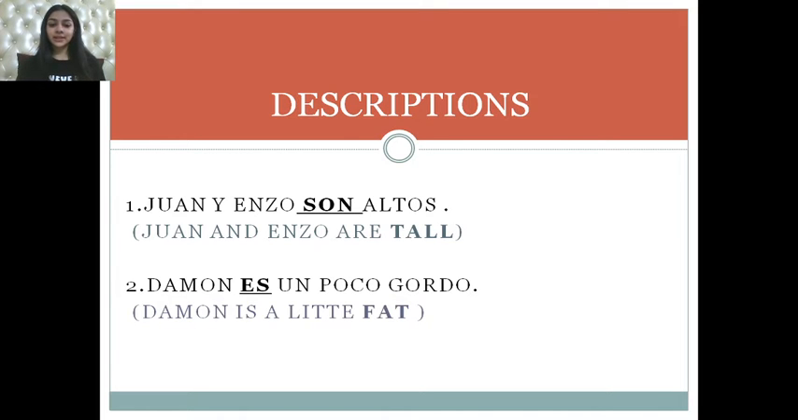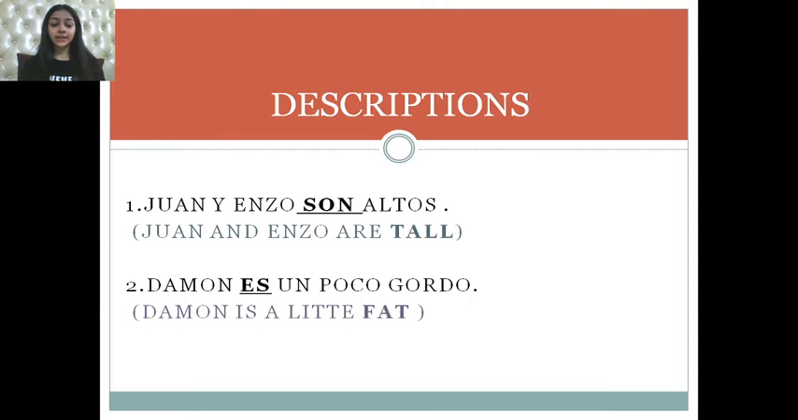Now in both the sentences, we are talking about the descriptions of these people. In the first sentence, we are talking about the third person plural. We are talking about two boys, Juan and Enzo. That's the reason why we'll be using ellos. Now with ellos, in verb ser, we use son, right? The conjugation of ellos is son for verb ser. Therefore, we have used son.